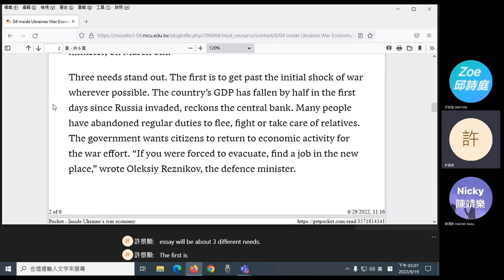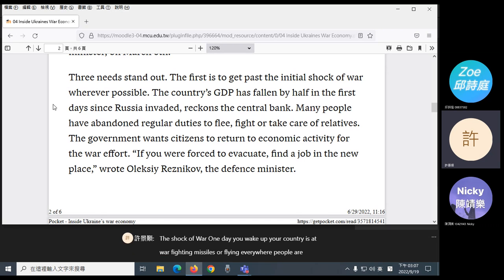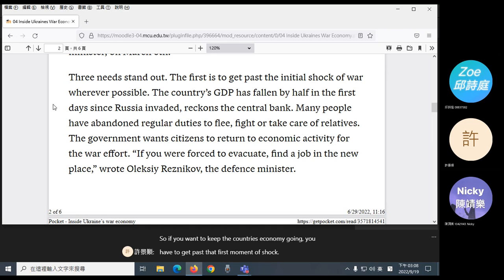The first is to get past the initial shock of war wherever possible. The shock of war. One day you wake up, your country is at war fighting, missiles are flying everywhere, people are dying and running. It's a huge shock. When you wake up to that kind of situation, should you go to work? Should you go to school? Most people are very confused and are not sure. And many people will decide not to go. So if you want to keep the country's economy going, you have to get past that first moment of shock. This is basically what this paragraph is saying.